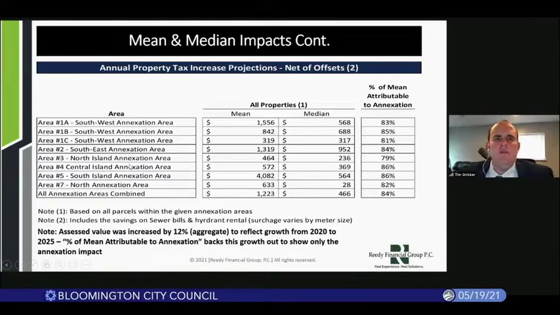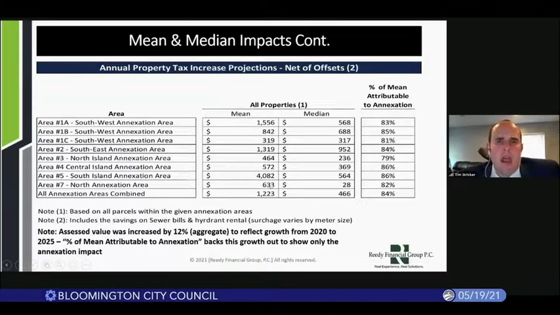Area 3, the average increase is $464. The median is $236, and the percentage of the mean attributable to annexation is 79%. For area 4, the average increase is $572. The median is $369, and the percentage of the average attributable to annexation is 86%.